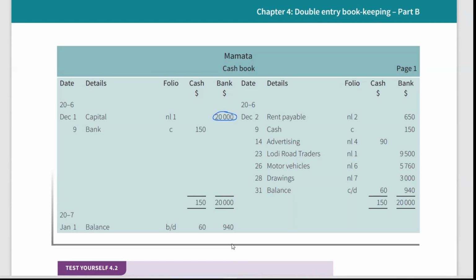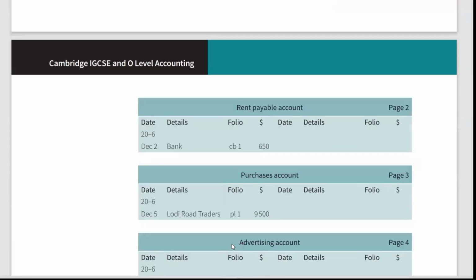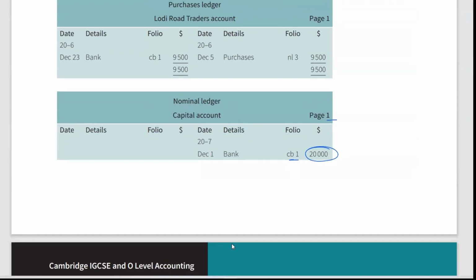What are we putting here as folio? Although folio is not part of your examination, we can still appreciate the meaning of it. So this means nominal ledger one. If you go to nominal ledger one here, page number one, nominal ledger. Does that make sense? It's just a reference.